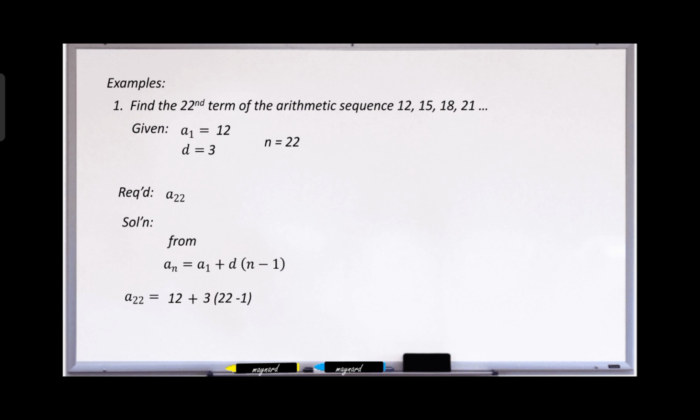Okay, so let's simplify. Subtract 1 from 22 first, so 12 plus 3 times 21. Then multiply the 3 and 21. We have a sub 22 equals 12 plus 63. Let's just add to get a sub 22, or the 22nd term of the given sequence. Okay, so that's all there is to it. Okay, so I hope we are following.